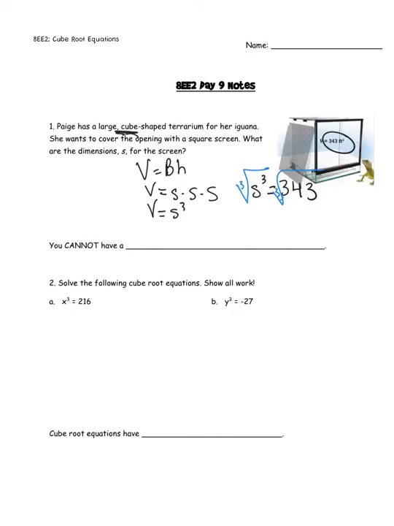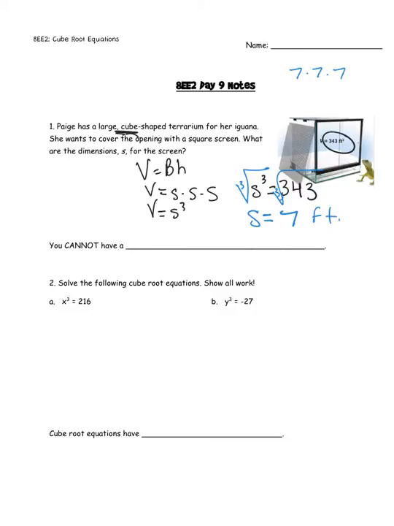Side length cubed and the cube root are going to cancel each other out. They're inverse operations. So I would have S equals, and then I need to think through what number times itself times itself would be 343. Well, I know that 5 cubed is 125, 6 cubed is 216, so that means 7 cubed would make the most sense. So on the side, you're going to want to think through that. 7 times 7 is 49, and then 49 times 7 is, in fact, 343. So I know that my side length is 7 feet.